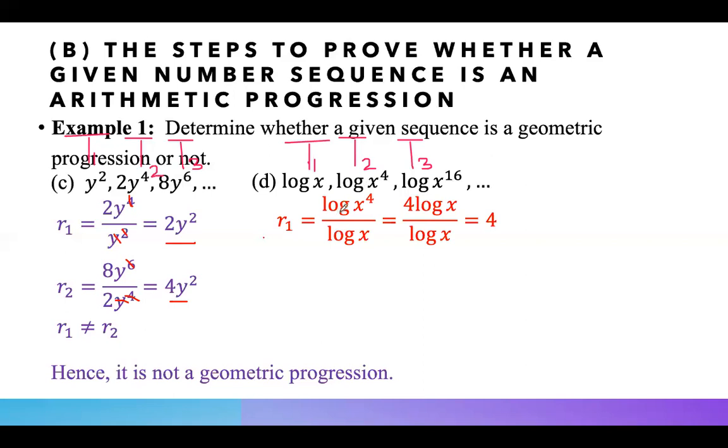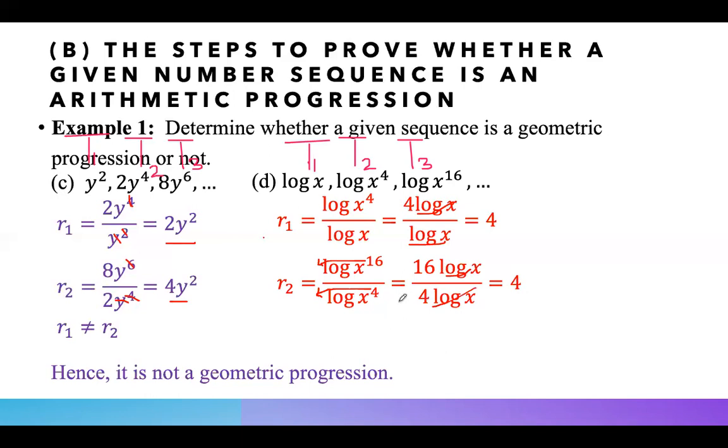So R1 is log x to the power 4 over log x. So 4 you bring to the front, become 4 log x over log x. You cancel out, and you get 4. Then R2, you get log x to the power 16 over log x to the power 4, so it equals 16 log x over 4 log x. You bring the power to the front, so this is the power rule. You cancel out the log x, so you get 4. 16 by 4 is 4.